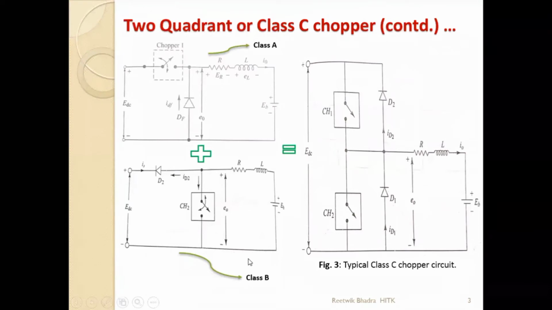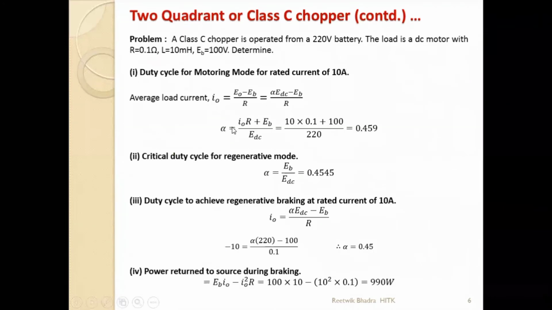Load voltage should be greater than your EDC, then only this D2 will conduct. That means E naught is greater than EDC. That means it is a step up converter. So class A is a step down, and this is a step up converter. That's why what I was telling.